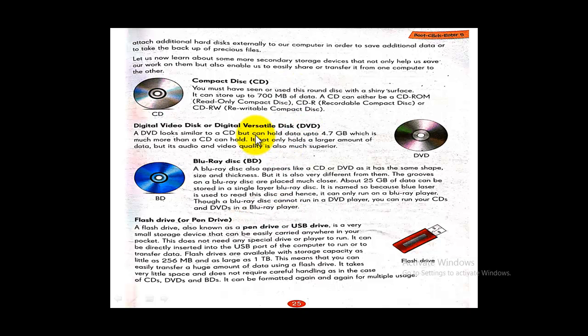A CD can store up to 700 MB of data. A DVD can store up to 4.7 GB of data. Then a Blu-ray disc can store up to 25 GB of data. Now there is one more thing, it is not mentioned in your book.